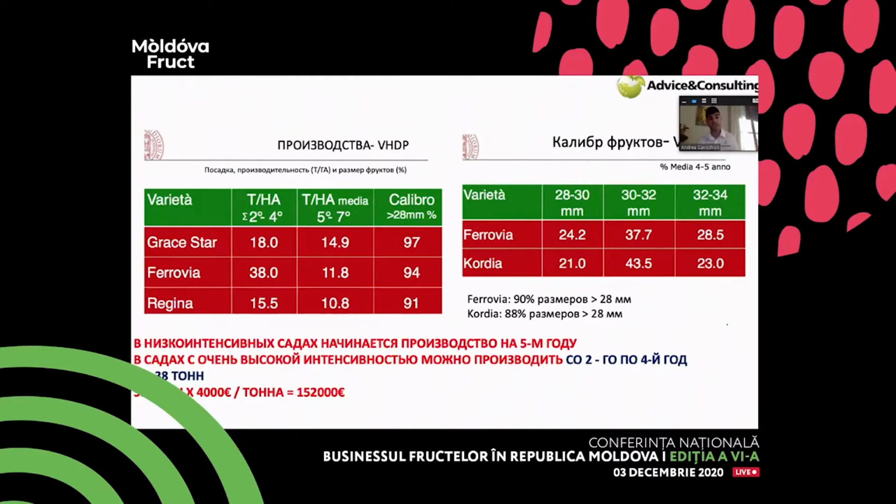In addition, the size, which is higher than 28 millimeters, is a true advantage, which is 20% higher. If referred to Ferrovia, 28% have a size of 32, 34 millimeters. We're talking about a good quality of our cherries, a high level of quality, which will allow us to penetrate the market and export at the best prices, to ensure sales on the target markets.